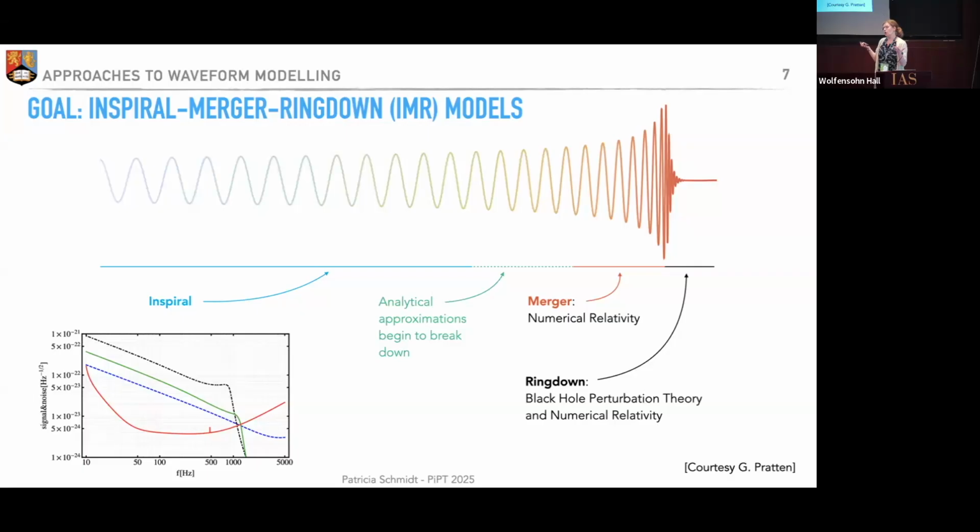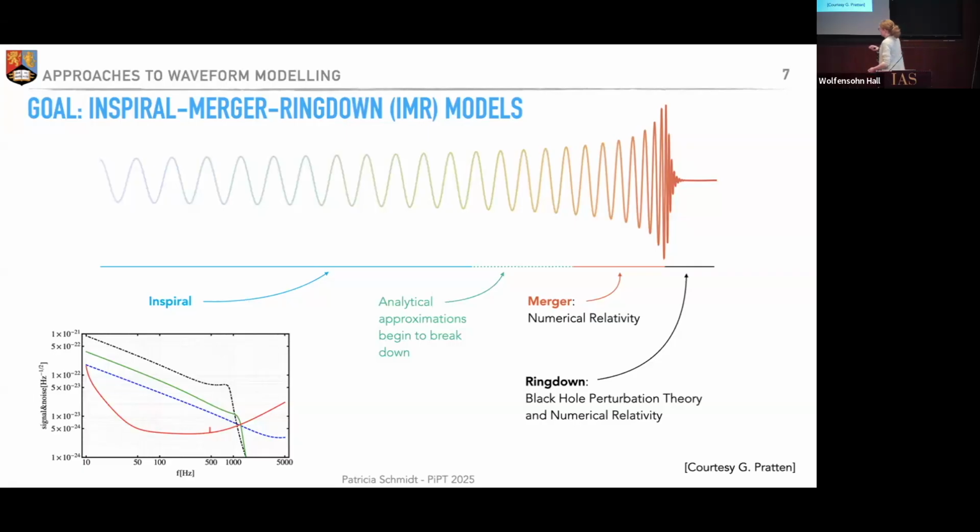So what we do is we solve the full two-body problem in GR numerically, and then eventually we end up with a perturbed black hole in this particular case, where you can get some information from black hole perturbation theory, but not all of it. In particular, the amplitude scale, you still need input from numerical relativity simulations.